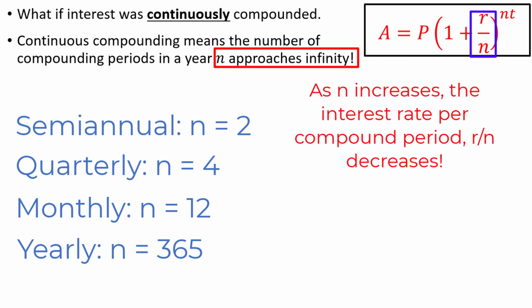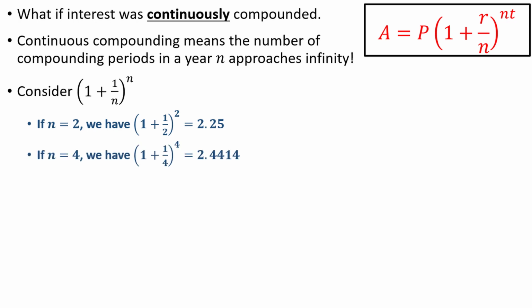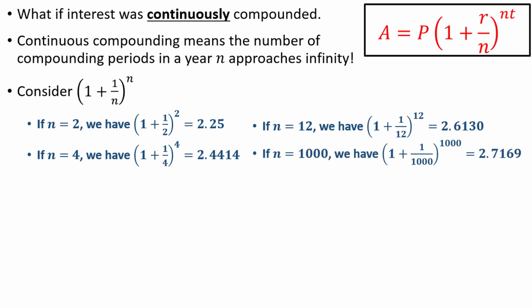Let's look at a slightly stripped down version of the compound interest formula: (1 plus 1 over n) to the nth power. It turns out if you plug in really big values for n into this formula, representing more and more compound periods per year, you will start to approach a certain number. Plugging in 2, you get 2.25. Plugging in 4, you get 2.4414. Plugging in 12, you get 2.613. Plugging in 1,000, you get 2.7169.